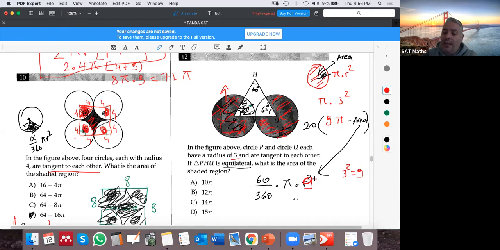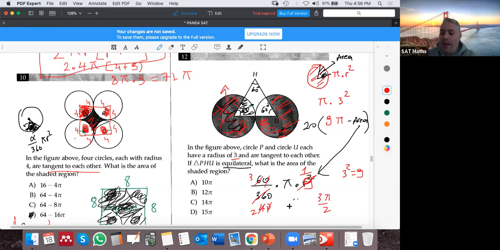Then 9 divided by 9 is 1. 36 divided by 9 is 4. And this divided by this, 4 divided by this, you can use a calculator also if you wish. So it will be 3 pi over 2. So this area is 3 pi over 2.